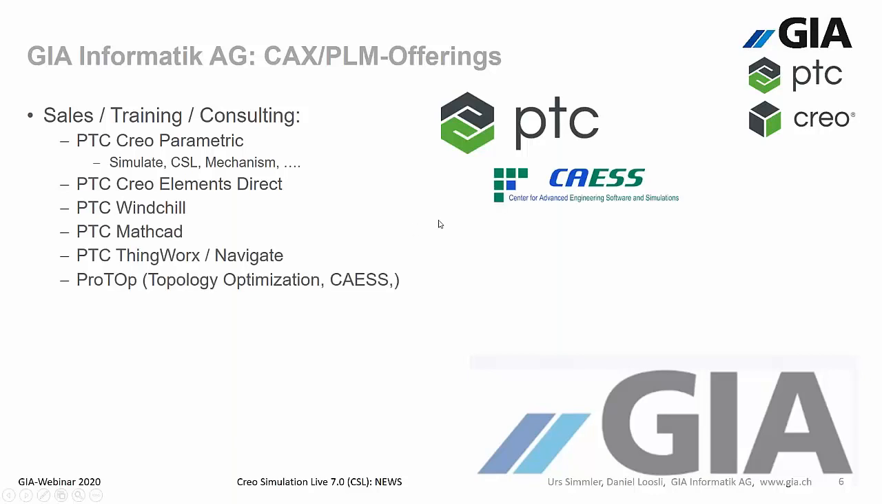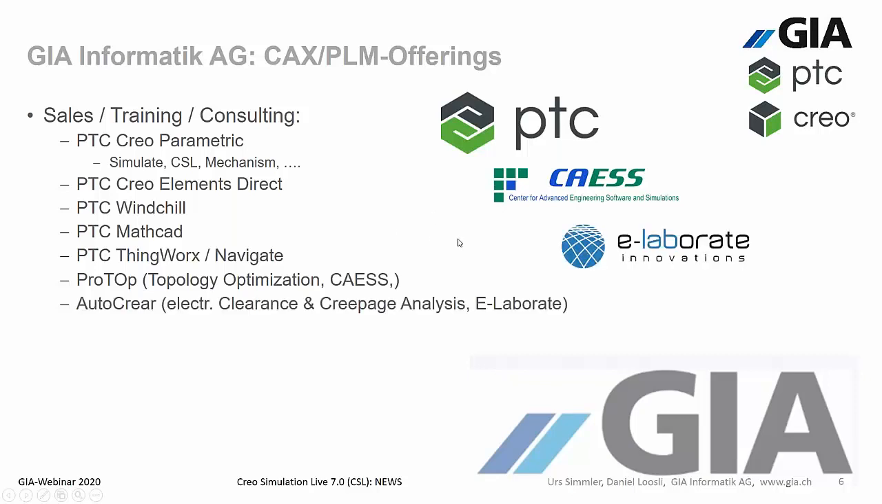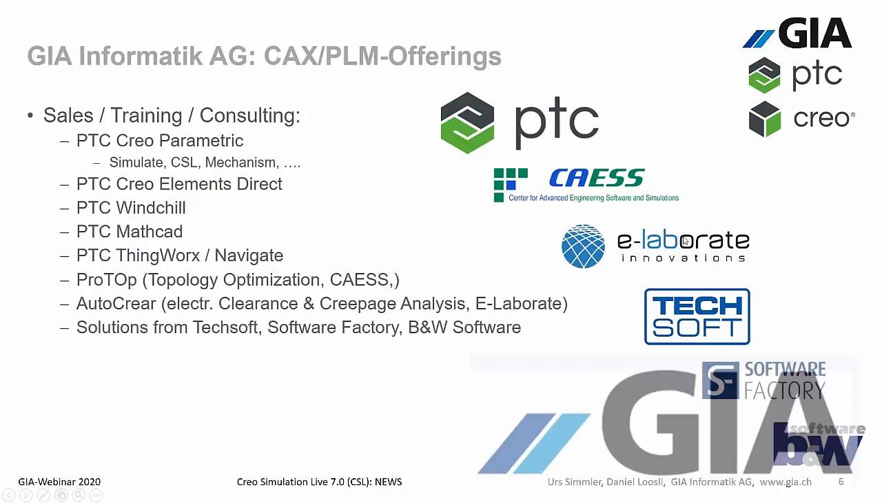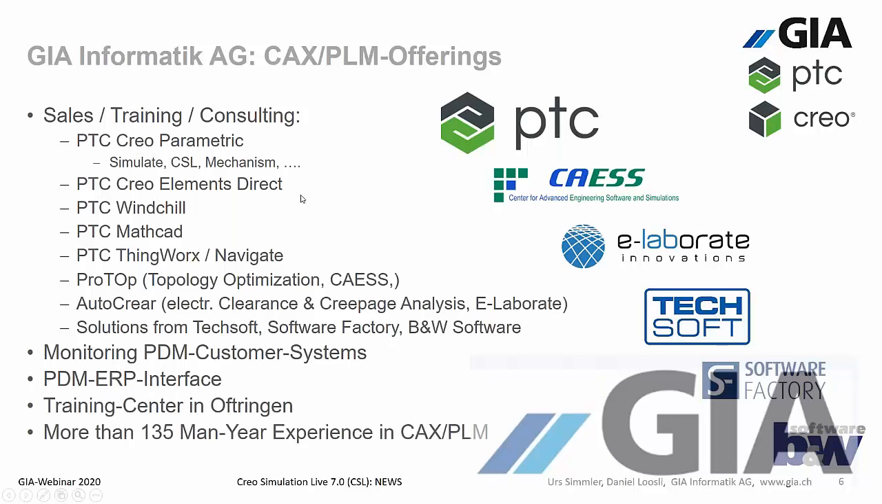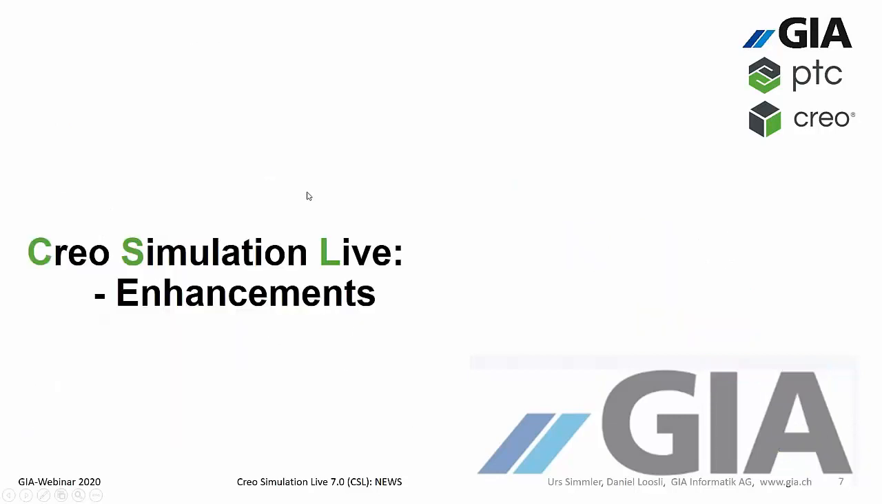And from partners like CAESS, we have additional products for topology optimization. From Elaborate, the German company from Nuremberg, electrical clearance and creepage analysis. And we also support solutions from TechSoft, Software Factory, and B and W software. We are monitoring PDM systems from our customers. We have an own training center, and I think we're quite experienced.